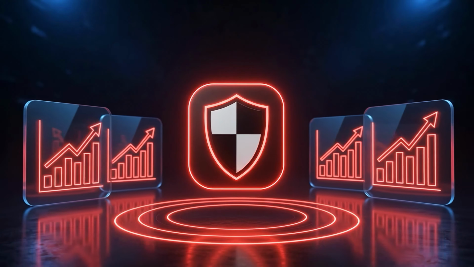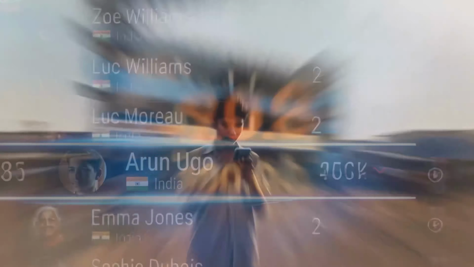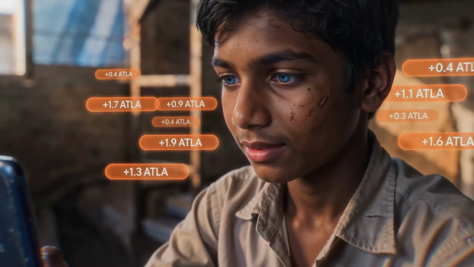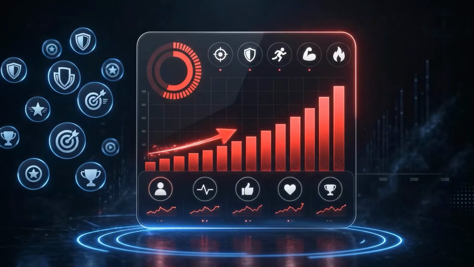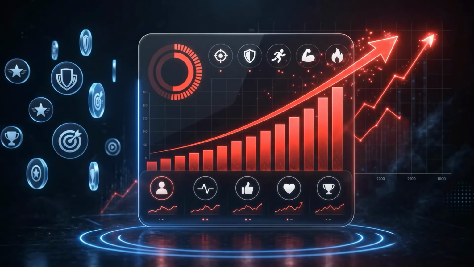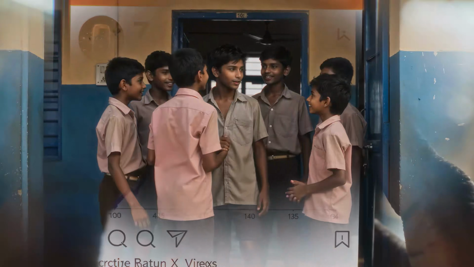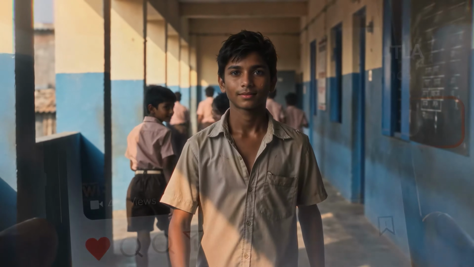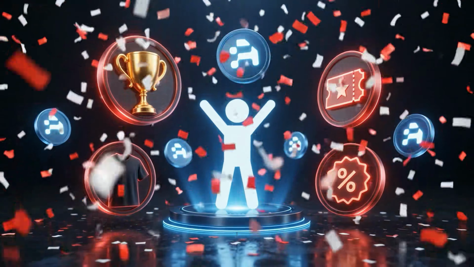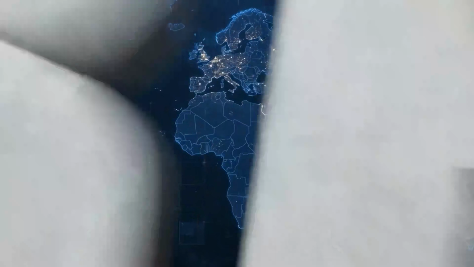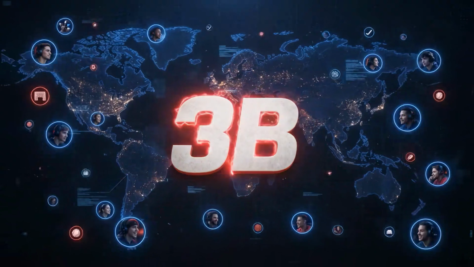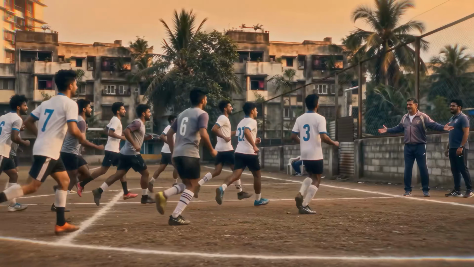Why does this work for all three sides? Clubs join because they need funding. Brands come because they want real reach from real people, not inflated numbers. Fans get recognition, a way to prove their loyalty, push their club ahead in the rankings, and receive rewards for their activity. The scale: there are over 3 billion sports fans worldwide. Arena aims to become the platform that turns that energy into a real economy.